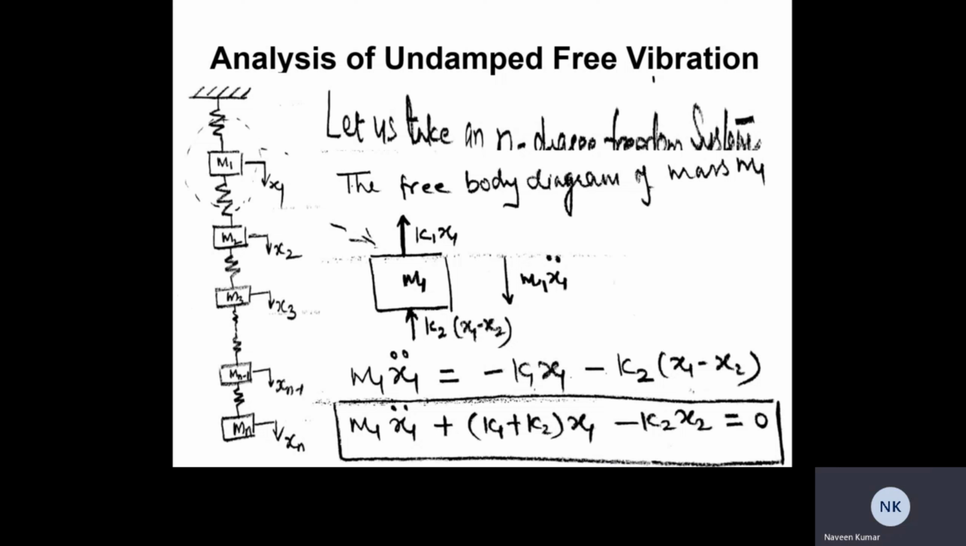Okay. So drawing the free body diagram for this spring, that is Kn, you would find that this spring gets compressed by xn minus 1 minus xn amount. So this is going to exert a force downward on this mass mn, and there would be an additional acceleration force on this mass that is downward.